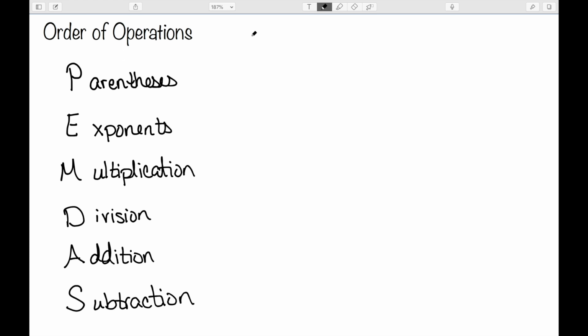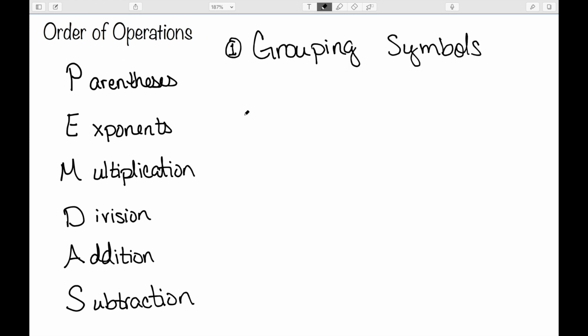What we should really do, we start with grouping symbols, which is denoted by parentheses in PEMDAS. Any kind of parentheses, brackets, braces, anything like that, we want to do operations inside of those first. Second, we want to look at exponents. Perform any kind of exponential operations.